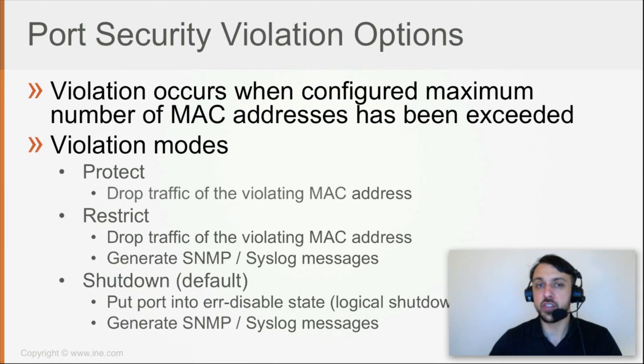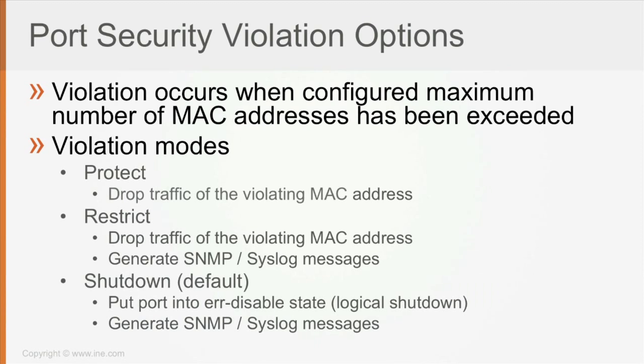So with the protect or restrict options, the switch still allows traffic from legitimate MAC addresses to flow in. It's just going to drop the offending traffic from the offending MAC address. But with the shutdown option, the switch puts the port into error disabled state, which is like a logical shutdown, which means there is no traffic in or out on that port anymore. And of course, it also is going to send an SNMP and syslog message.